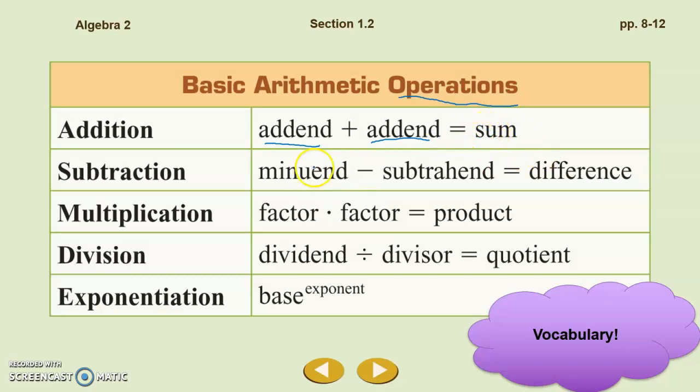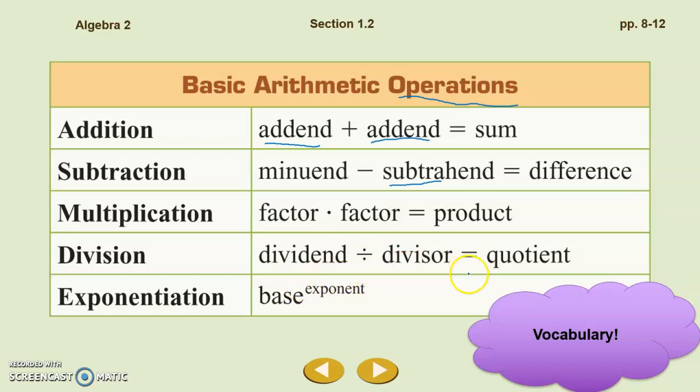Our second operation is subtraction, and in subtraction you have a minuend, which is the bigger number typically, the subtrahend, what you're taking away, and your answer is called the difference. In multiplication, our third operation, the numbers that we're multiplying are called factors, and factor times factor equals product. Our fourth basic operation is division. You start with a dividend, and the divisor is what you're dividing into that dividend, and then your answer is the quotient.